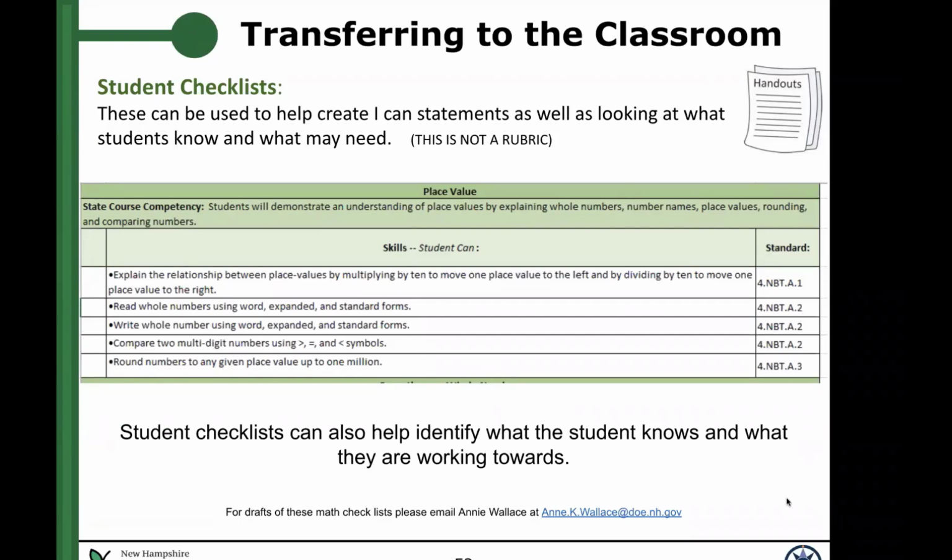And for that competency, here are the standards that would fall under that. And then you can see, do my students have these skills, or are they still working on them? Which ones have they achieved? Which ones are we still working on?